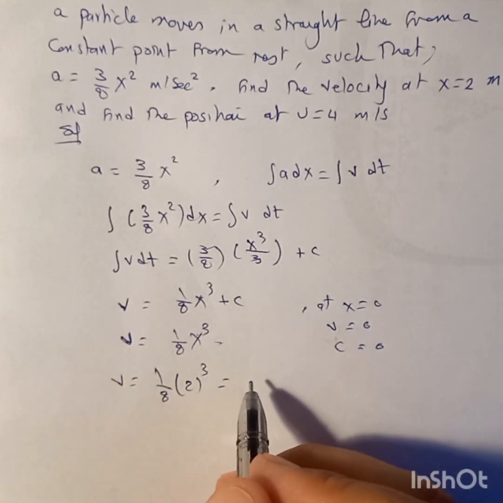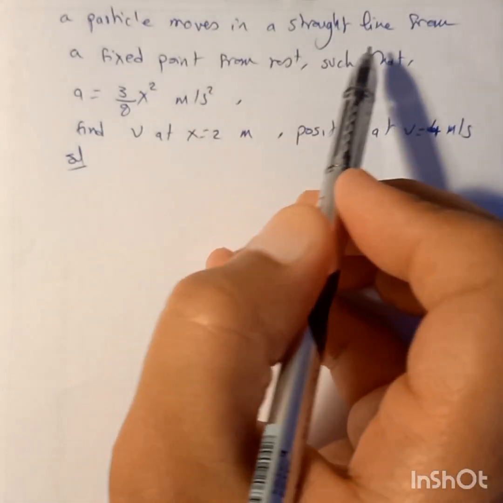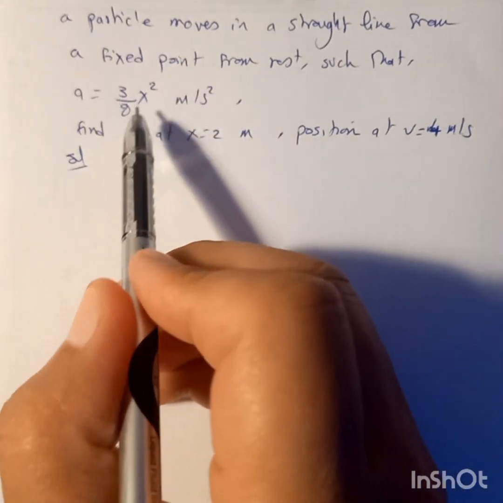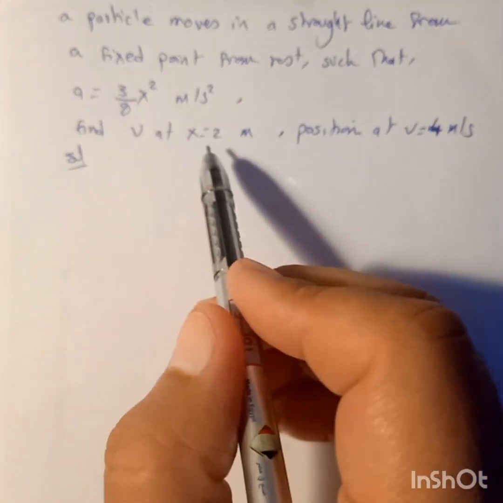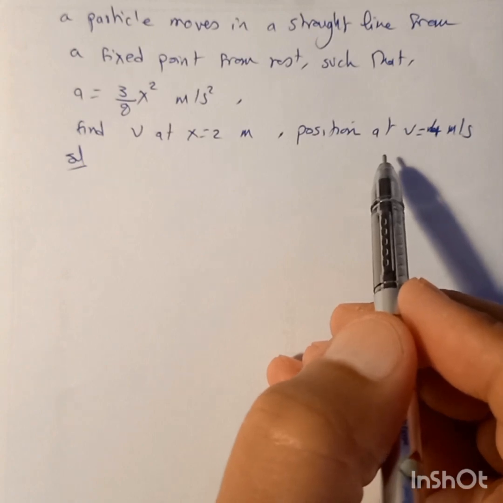then v. Another example: a particle moves in a straight line from a fixed point from rest such that acceleration equals 3 over 8 times x squared meters per second squared. Find v at x equal to 2 meters, and the position at v equals 4 meters per second.